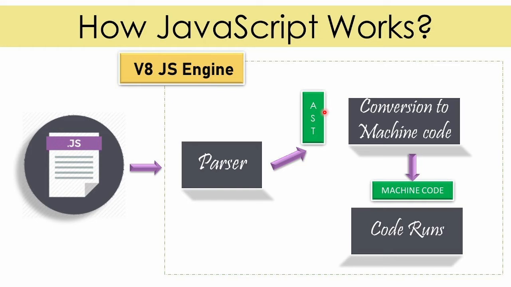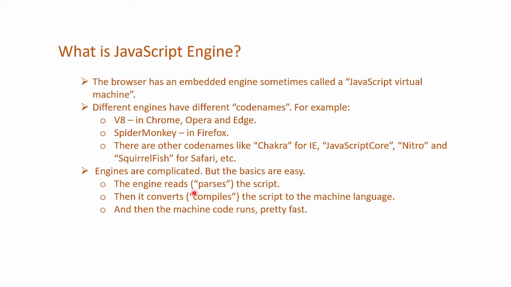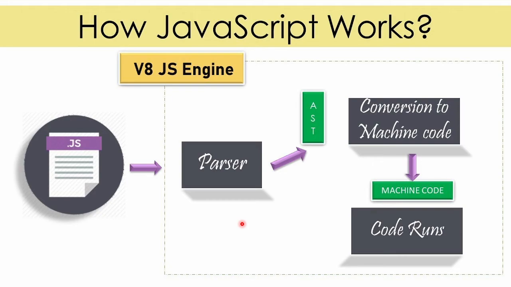Once AST gets created, then it gets converted to machine code, which runs over the browser. So these are the three steps that the engine does. It actually parses the script, then compiles the script, and then the machine language runs over the browser. Fine.